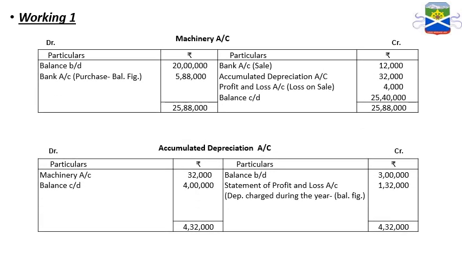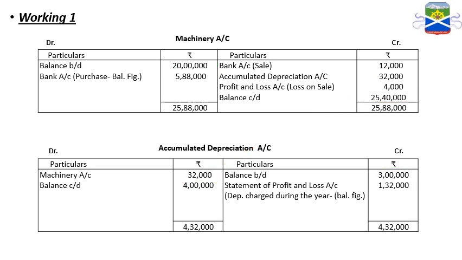Now based on the given information, we'll prepare the machinery account and accumulated depreciation account. We have the opening balance of machinery account as 20 lakhs and accumulated depreciation 3 lakhs. Similarly, the closing balance is given as 25 lakhs 40,000 under machinery account and 4 lakhs under accumulated depreciation account. Thereafter we'll go for the accumulated depreciation on the machine which is sold, 32,000 is given, which we'll put on the debit side of accumulated depreciation and the credit side of machinery account, and there is a 12,000 machine sold.